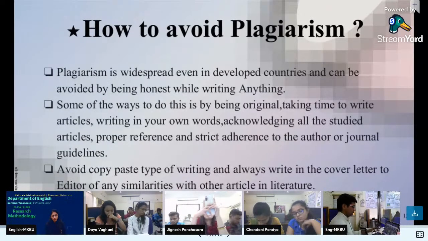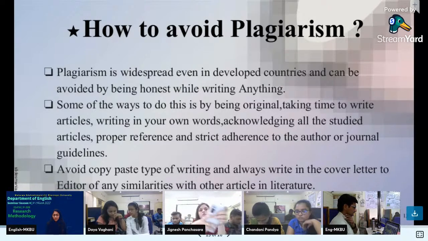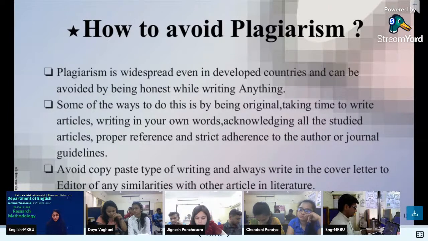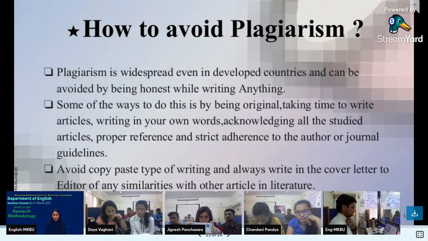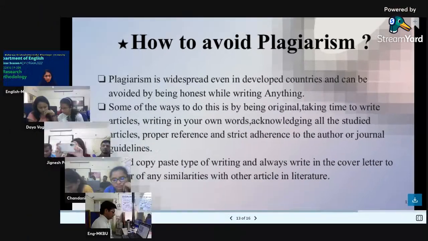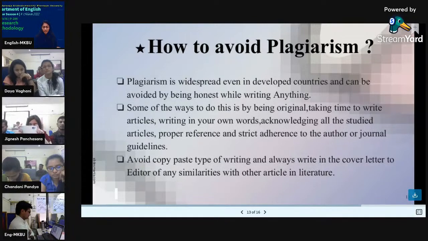And how to avoid plagiarism? Plagiarism is a widespread problem in developed countries and can be avoided by being honest while writing. Some ways are being original, taking time to write articles, writing in your own words, acknowledging all the sources, providing the references, and adhering to the author or journal guidelines. Avoid copy-paste writing, and always mention in the cover letter to the editor any similarities with other articles in the literature.